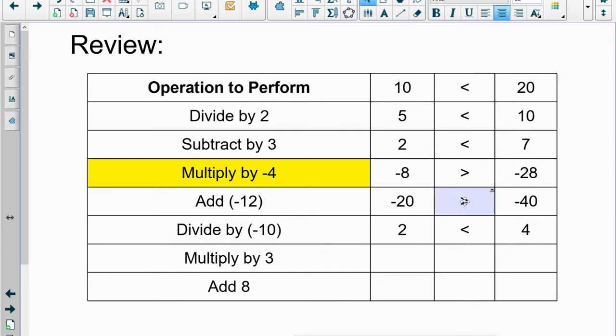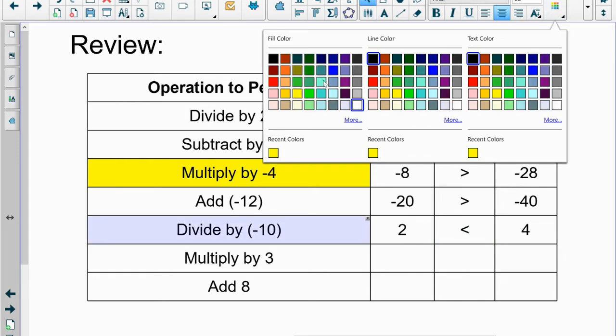Notice we had a greater than symbol before. Now it changed back to a less than symbol. I'm going to mark this one again.